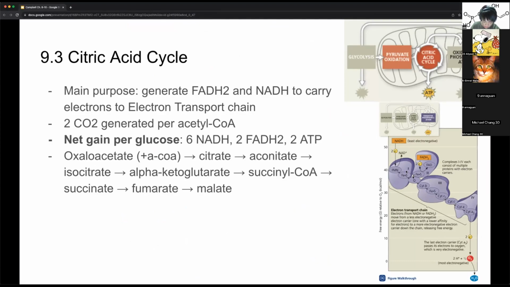Everything else is cytochrome. There are electron carriers between ubiquinone here. You can see cytochrome B, cytochrome C1, cytochrome C, cytochrome A. They carry the electrons to oxygen.